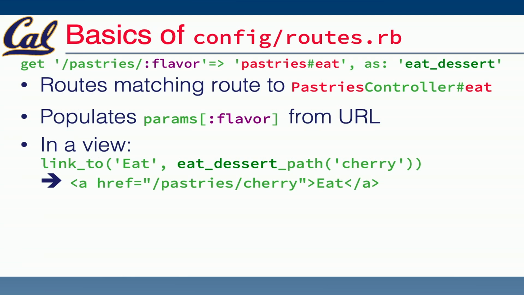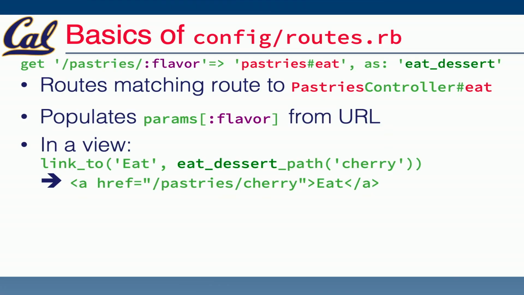And what Rails also provides is now an action, as, that takes a method which generates our URL. So if we say as eat_dessert, we get a new method automatically for us called eat_dessert_path, which takes in, what does this take in? It takes in the flavor that our URL knows about, and it will automatically generate, in this case, a link and a proper URL for each resource that we have.